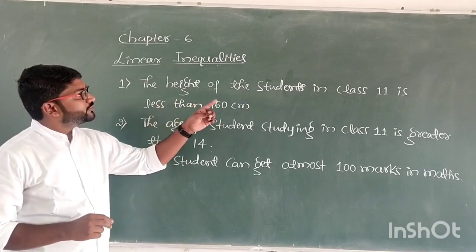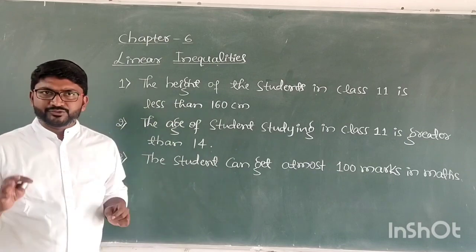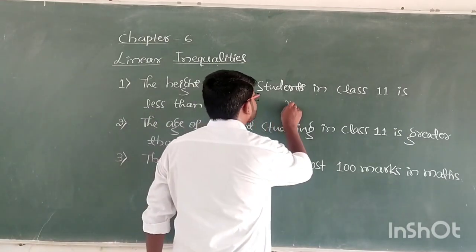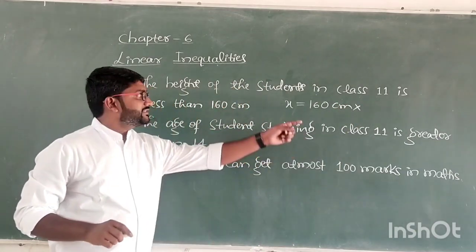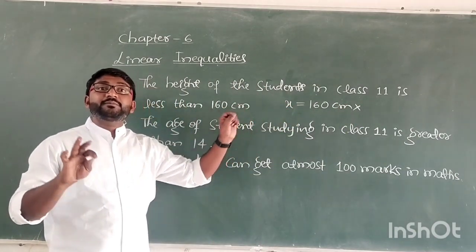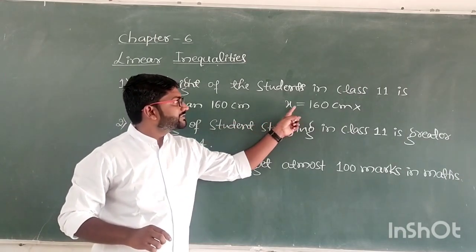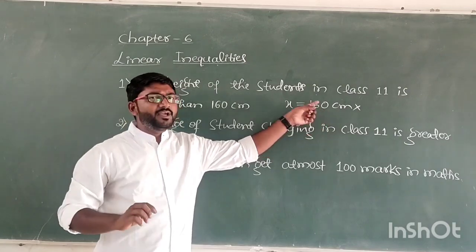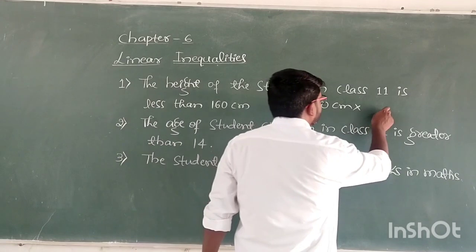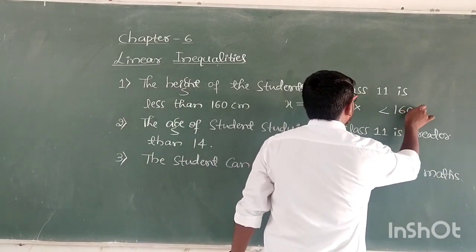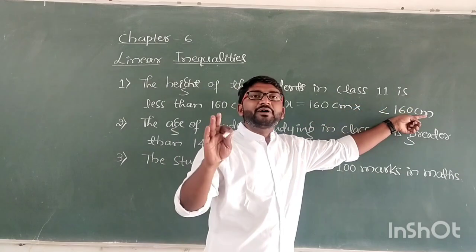So here the height of the student in class 11 is less than 160 centimeters. So here we cannot write x equal to 160 centimeters. We cannot write like this. So this is the equation. So now here comes the concept of inequation or inequality. This is equality. We can equate x with 160 centimeter in other cases. But here it is less than 160 centimeter, which means we have to write this symbol, less than 160 centimeter. The height is less than 160 centimeter.